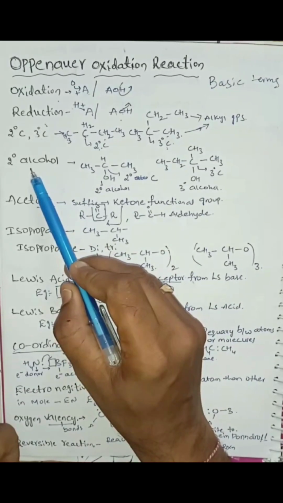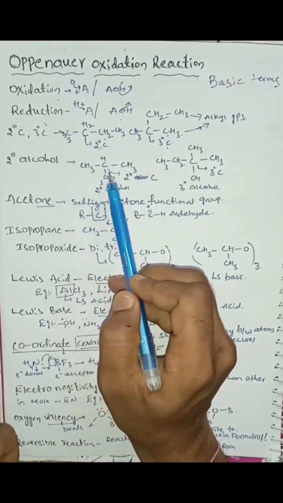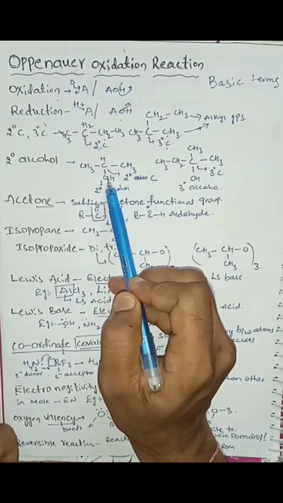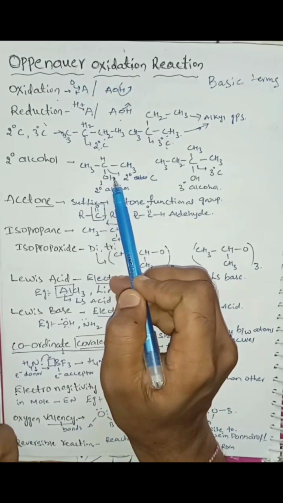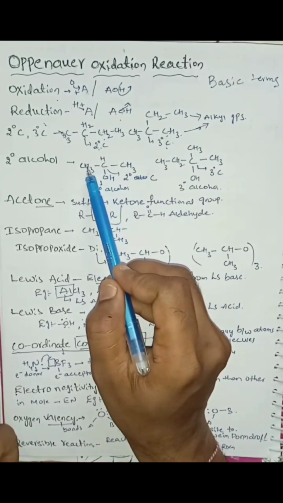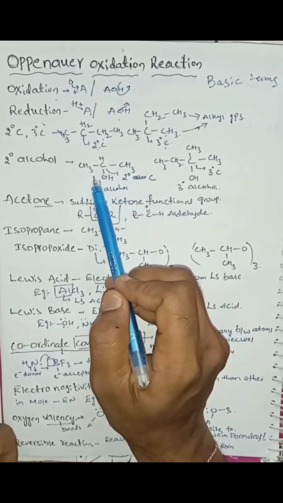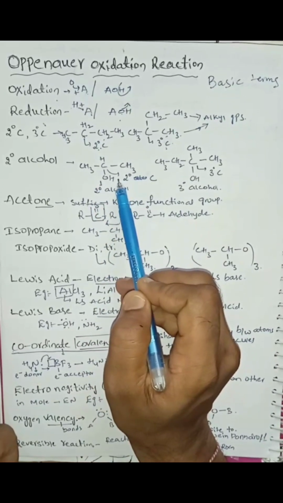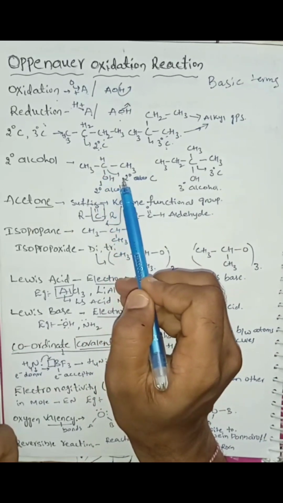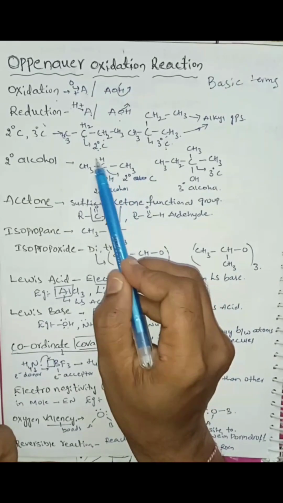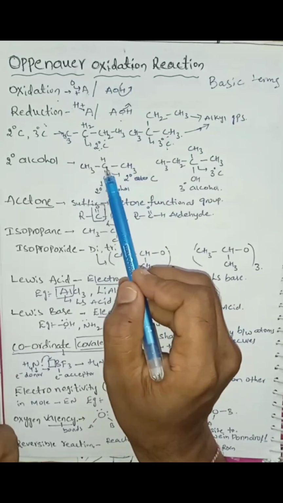So here the next one is secondary alcohol. Secondary alcohol is a carbon which is held by a hydroxyl alcohol group. To that carbon, if two carbons or two alkyl groups are attached, that compound is a secondary alcohol. This carbon is a secondary carbon which is attached to the hydroxyl group, so this whole compound is a secondary alcohol.